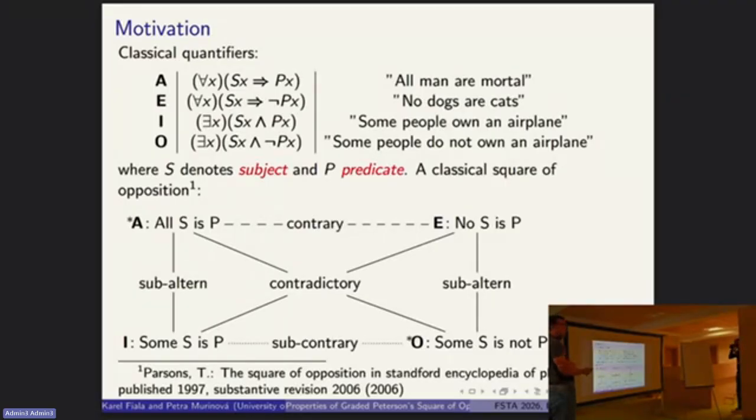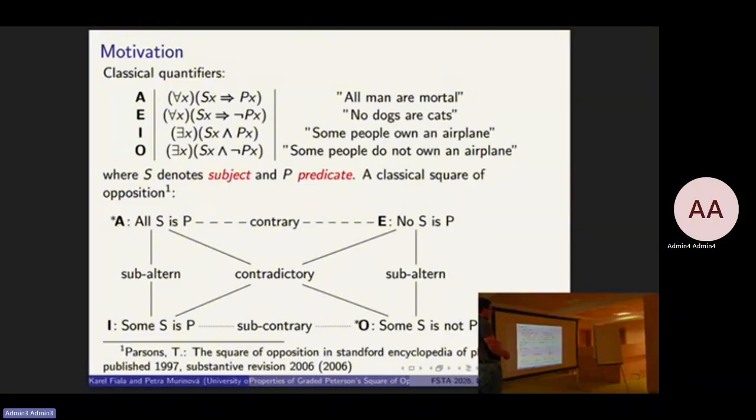If we have these 4 forms of identifiers and study their properties, we get the sketch which is called the classical square of opposition, which describes properties with identifiers.